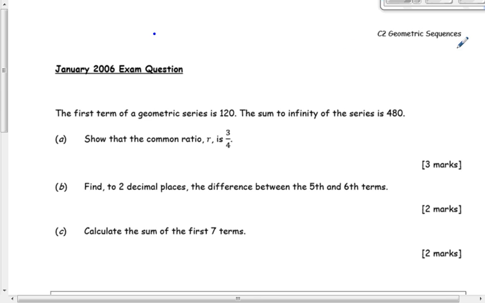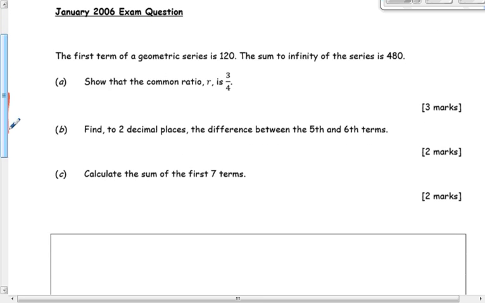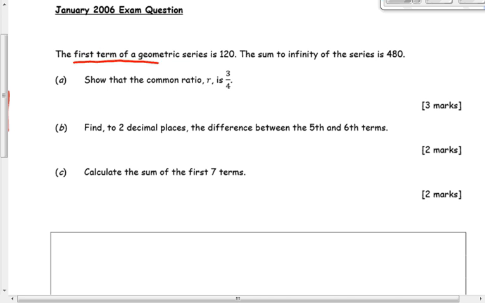C2 Geometric Sequences, past paper question, January 2006. We're told that the first term in a geometric series is 120. Remember that we denote the first term by A, so I'm just going to make a note at the bottom saying that A equals 120. And then I'm told that the sum to infinity of the series is 480.